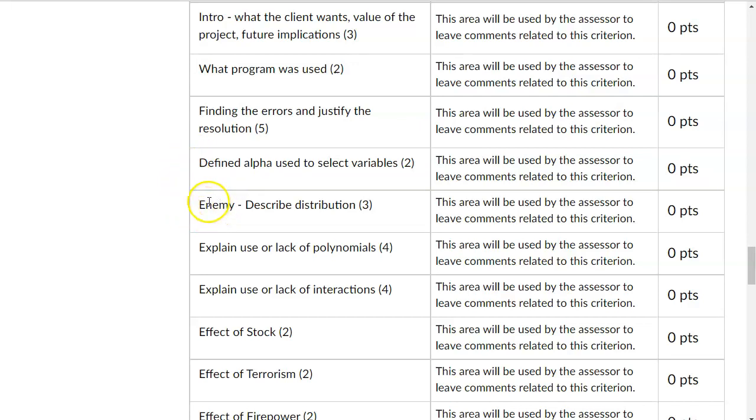When we're talking about the enemy deaths, describe the distribution. Some students like to have a histogram, some students like to describe the mean and the standard deviation. Something to give us an idea. Are we talking about dozens of enemies killed? Hundreds? Thousands? How many enemies are we talking about?